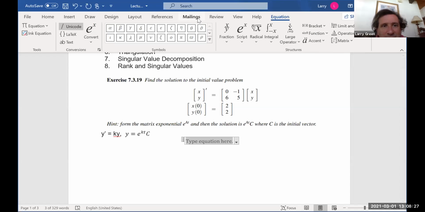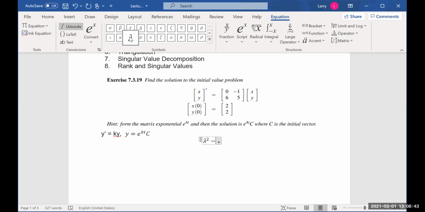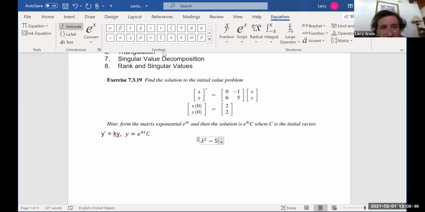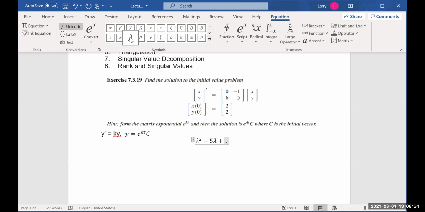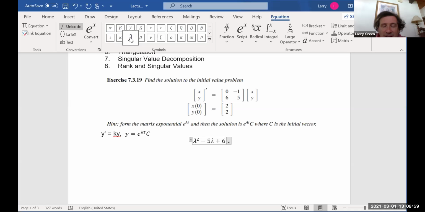So we know that lambda squared, and then minus what? The trace of A. And what's the trace? 5. Yeah, so 5 lambda. And then plus its determinant. And what's the determinant? 6. Okay, 0 times 5 minus 6 times -1, and that's 6, equals 0. Any questions so far?